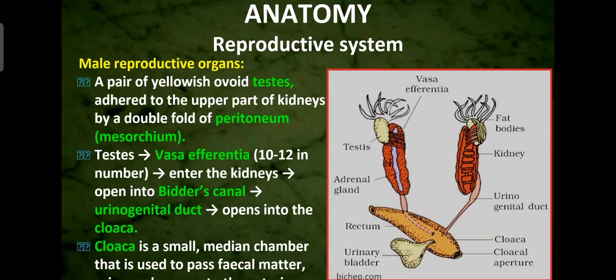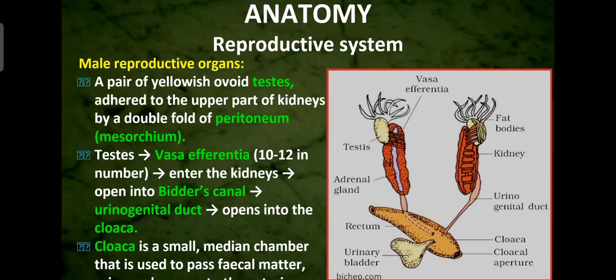These are attached to the upper part of the kidneys by a double fold of peritoneum. Peritoneum is a membrane, and that membrane has a double fold. Like double tape to stick anything, it has the double fold, and with the help of that peritoneum, the testes remain attached to the kidneys. Clear?